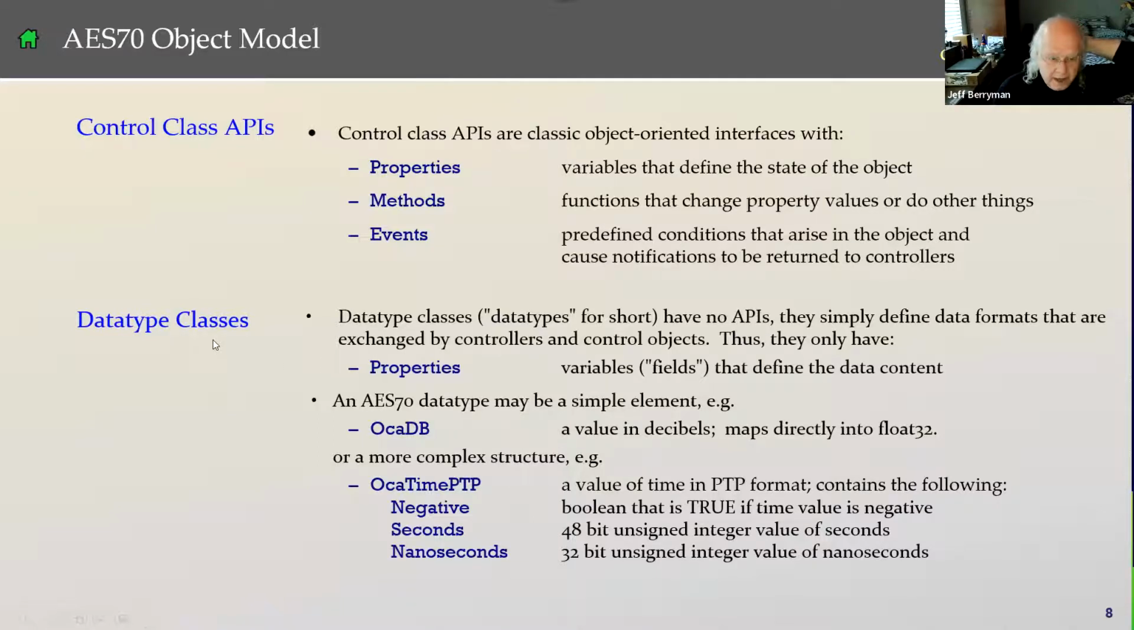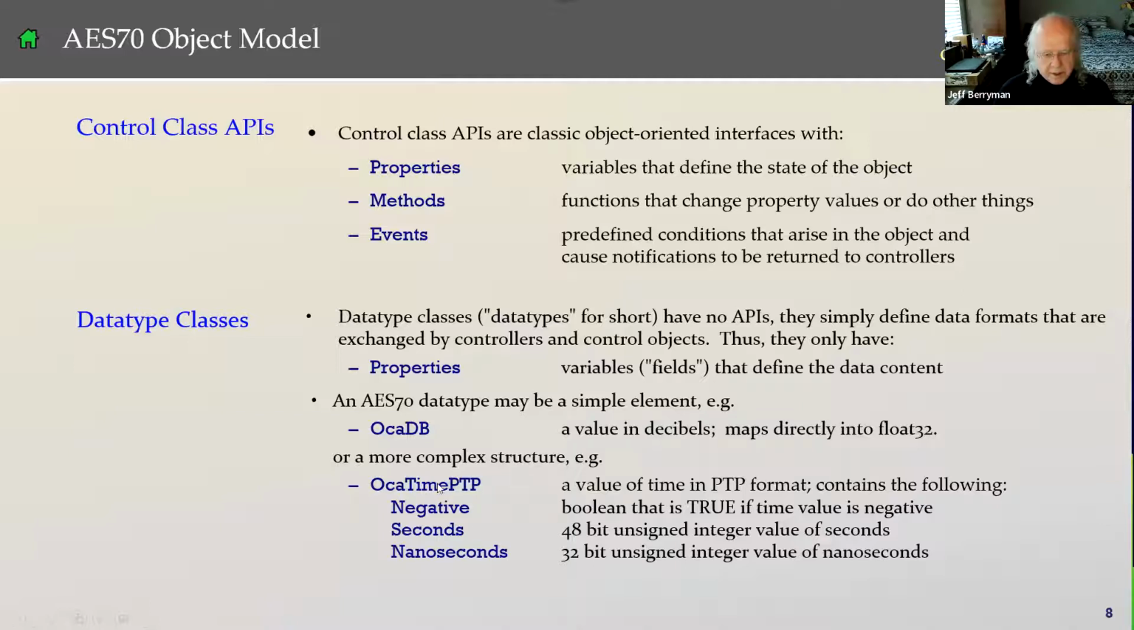dB. Data type classes are a programming construct that you'll also find in AES70-2. They have no APIs, they're just data formats that are exchanged by controllers and control objects. And so they have properties, but they don't have methods or events. A data type might be a simple element, such as a dB, which is defined to be a value in decibels. And actually, if you look under the hood of OCA-DB, it's a 32-bit floating point number. Or data types can also be more complex structures.